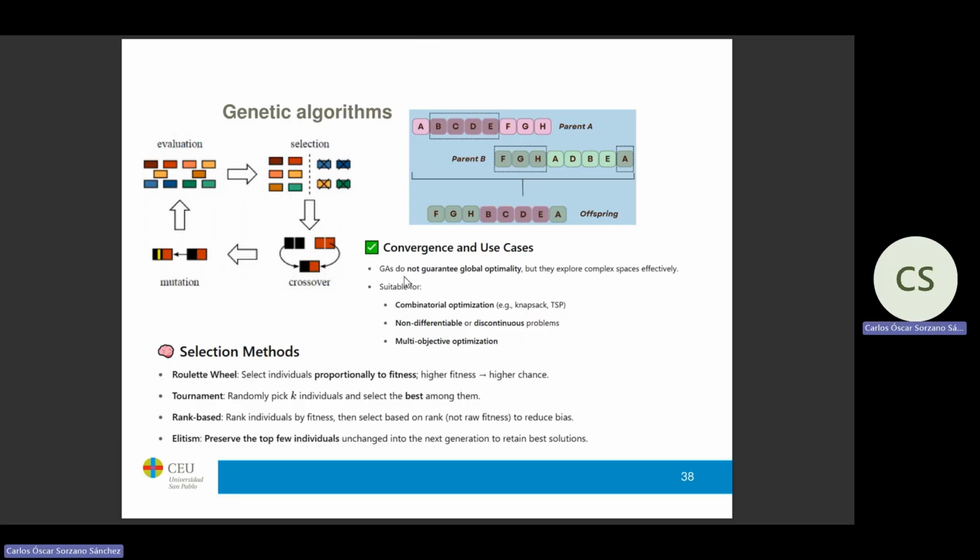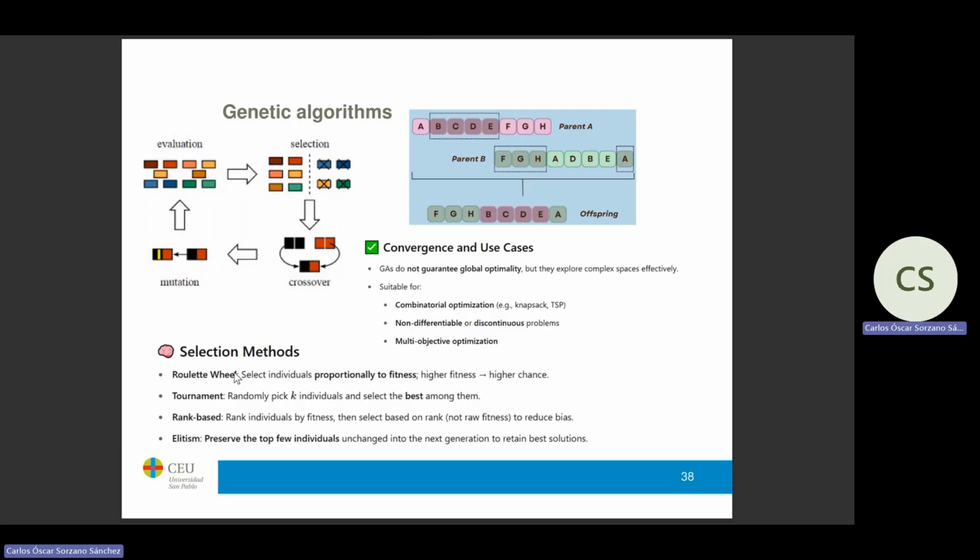And here you have when this is useful. When you have combinatorial optimization problems, like the knapsack, the traveling salesman problem, things that are non-differentiable, discontinuous problems, so you cannot compute derivatives or Hessians and so on. When you have to optimize multiple objectives. And here you have how to go from one generation to the next.